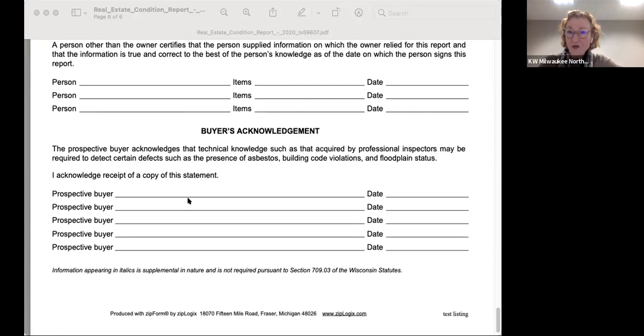The signature on the real estate condition report is just an acknowledgment that they've received a copy of it. And the date, which is important because if it goes past 10 days after acceptance, the buyer can rescind. So this signature block is for the buyers to say, okay, I got the condition report, and here's the date. And it shows that I was within the 10 days of acceptance.